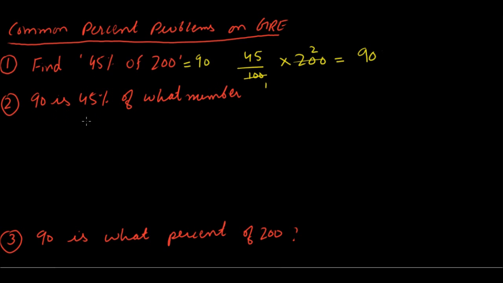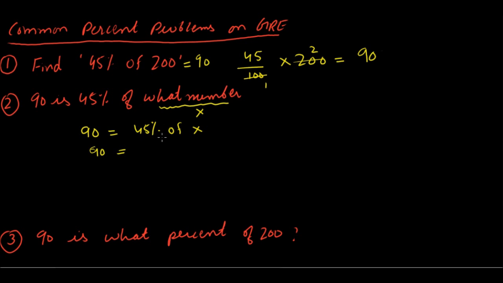The second way percents would appear is like this. 90 is 45% of what number? So here you have to find this unknown number whose 45% is 90. So what you have to do right away here is, let's say your unknown number is x, and set up an equation. So I'll say 90 is equal to 45% of the unknown number x. Okay, now the goal is to find x.